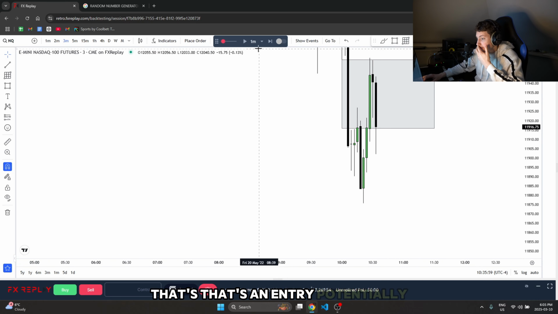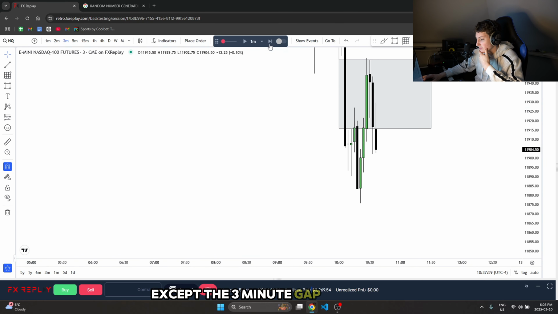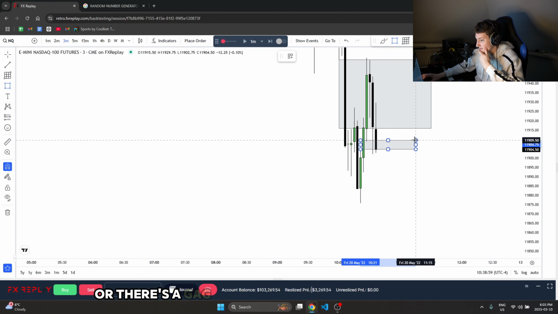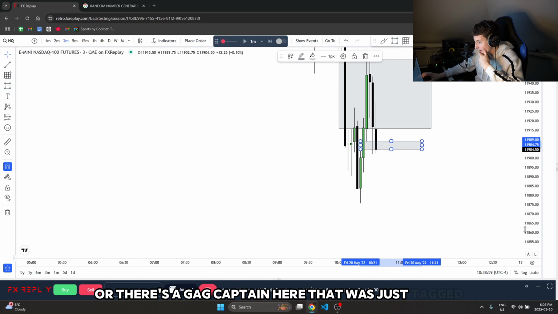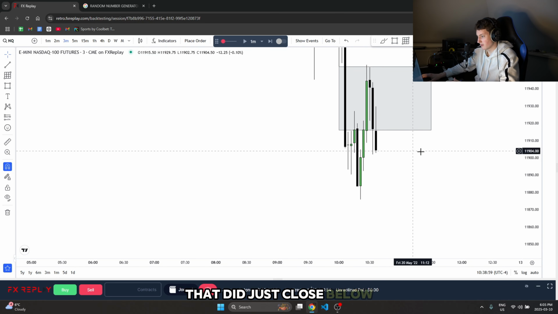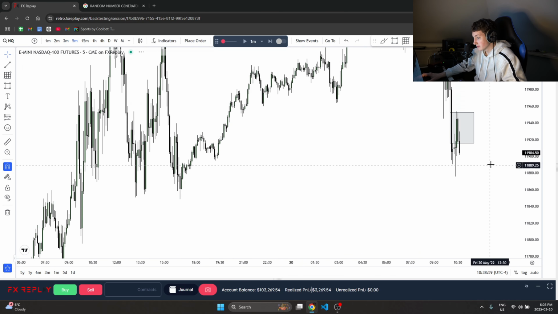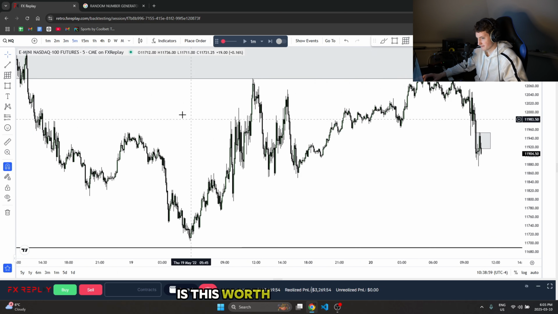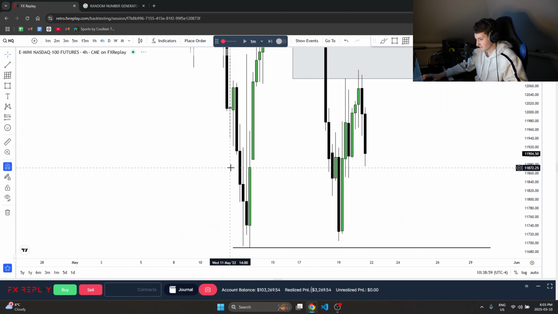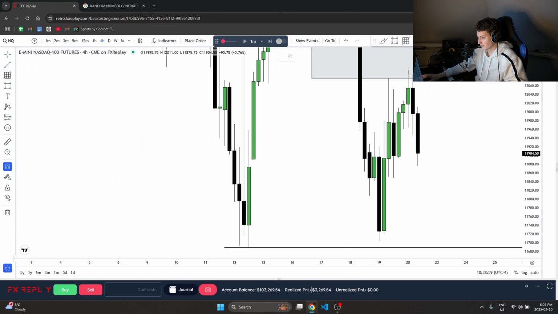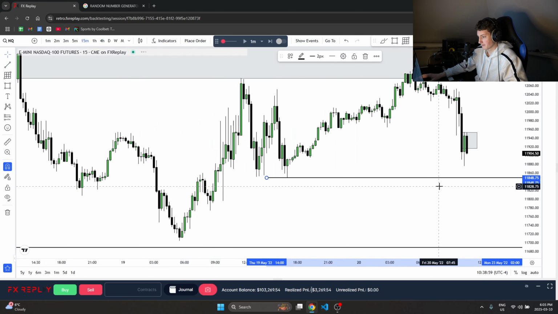That's an entry potentially, except the 3-minute gap was tagged. Remember, there's a gap down here that was just tagged. That did just close below. Is this worth it? Hourly lows as a target.